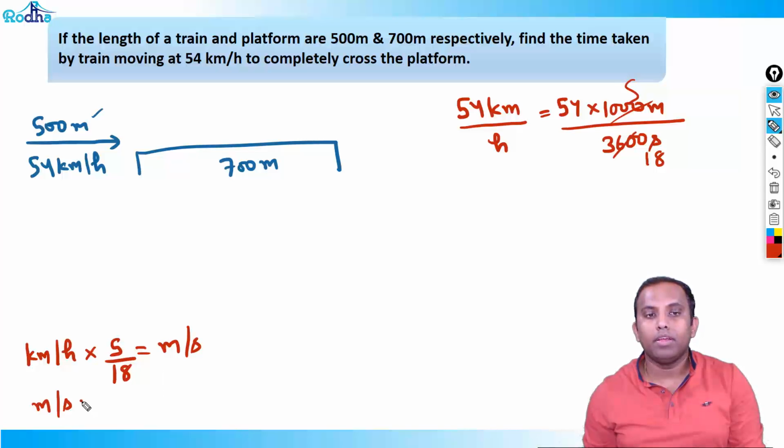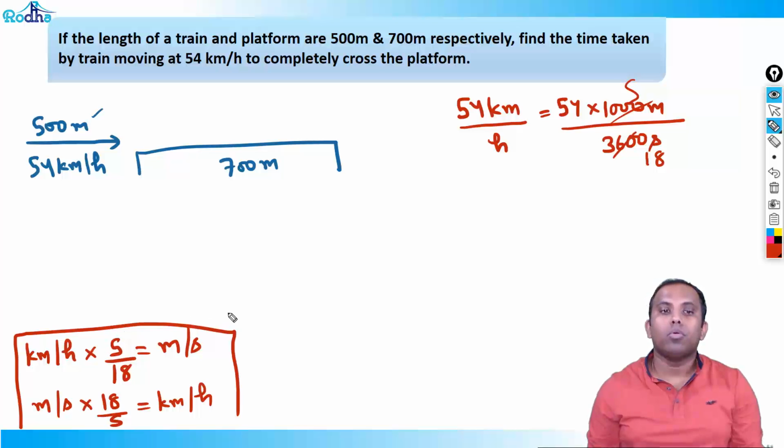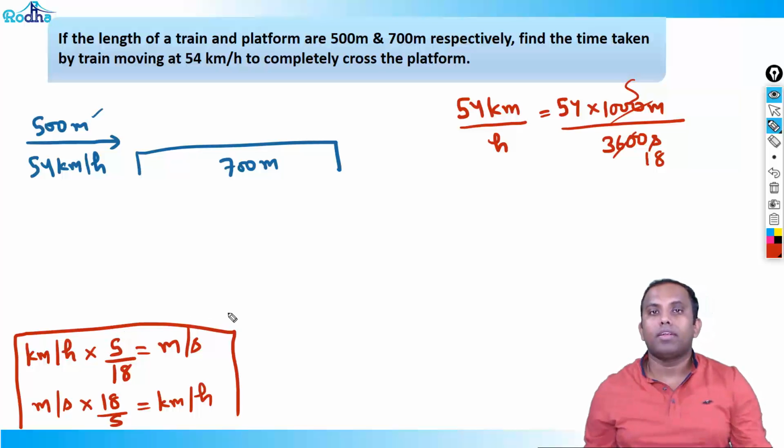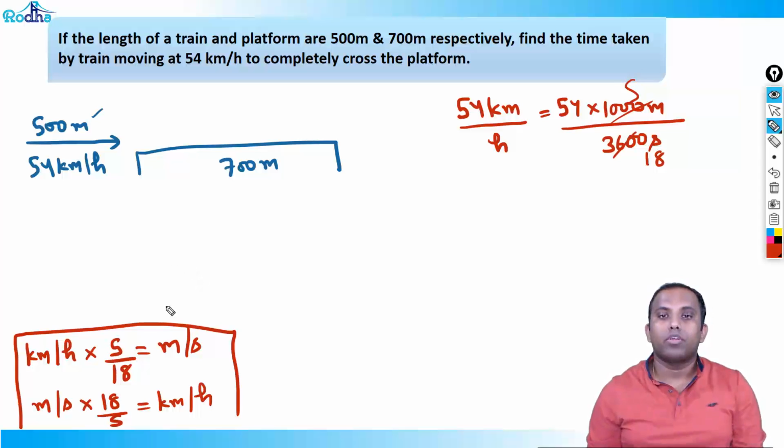Meter per second into 18 by 5. Just try the unitary method, simple cross multiplication. 18 by 5 will give me kilometer per hour, because 1 kilometer is 1000 meter and 1 hour is 3600 seconds. So on cancellation it gives 5 by 18. So you can simply remember kilometer per hour into 5 by 18 changes to meter per second, right?